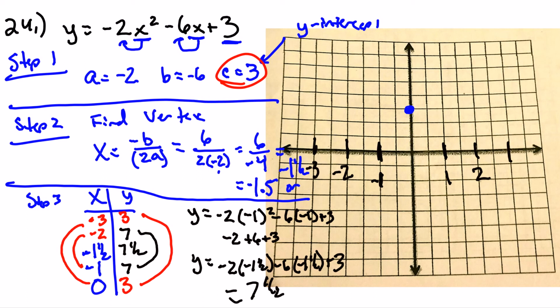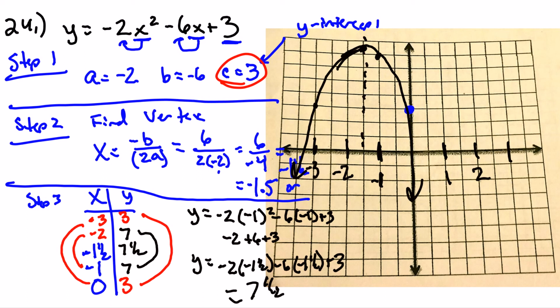So I'm going to go left 1.5 up to 7.5. Put a dot. I'm going to go left 1 up to 7, put a dot. Right 1 up to 7, put a dot. I'm going to go to (0, 3) and (negative 3, 3). Right? I'm going to connect my dots. There's my U.